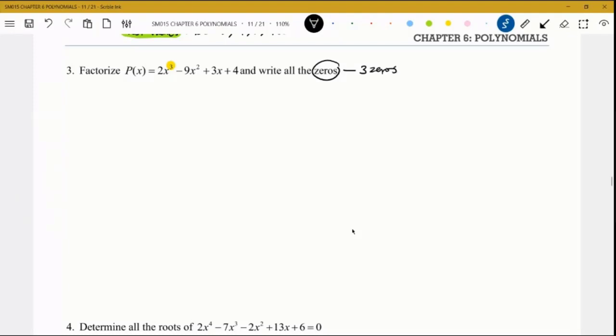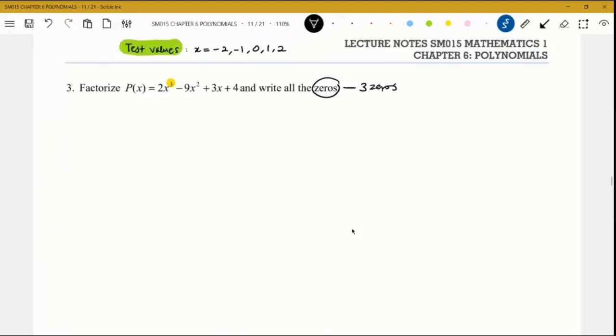Should be 3. Okay, so since we don't have any hint here, we will come up with a method where we test a value. We have to test one value, then we will do long division to get another 2 values. So one value you can choose from these 5. Check whether we get remainder zero or not. If it's not zero, it means it's not a factor or not a zero. The remainder must be 0.